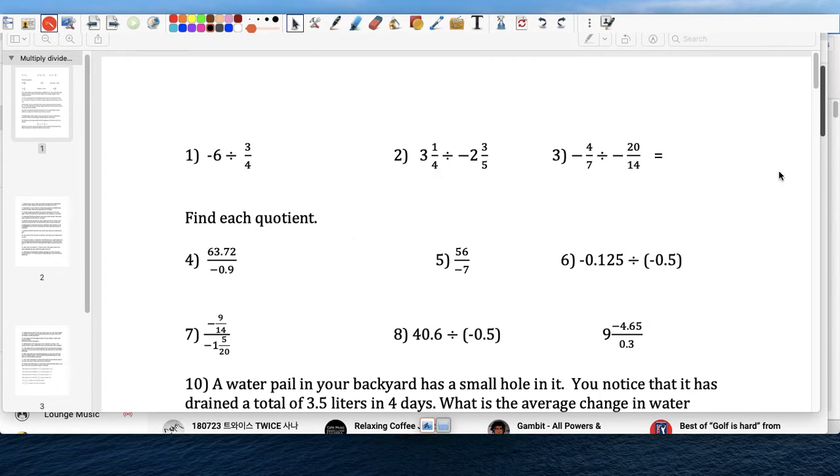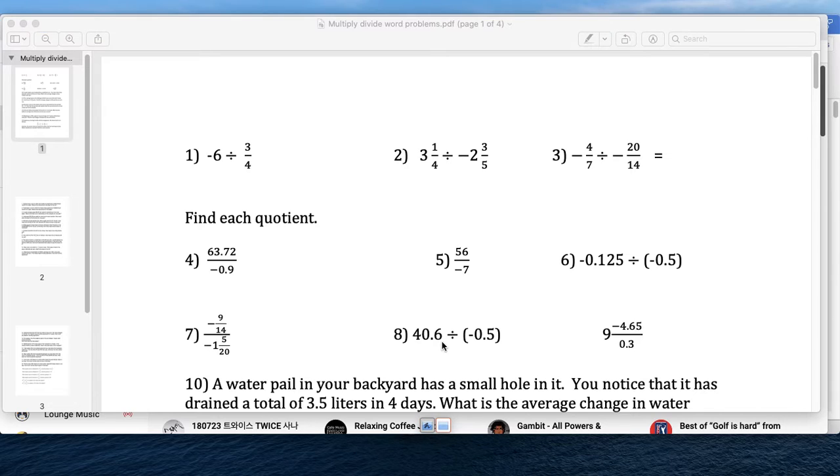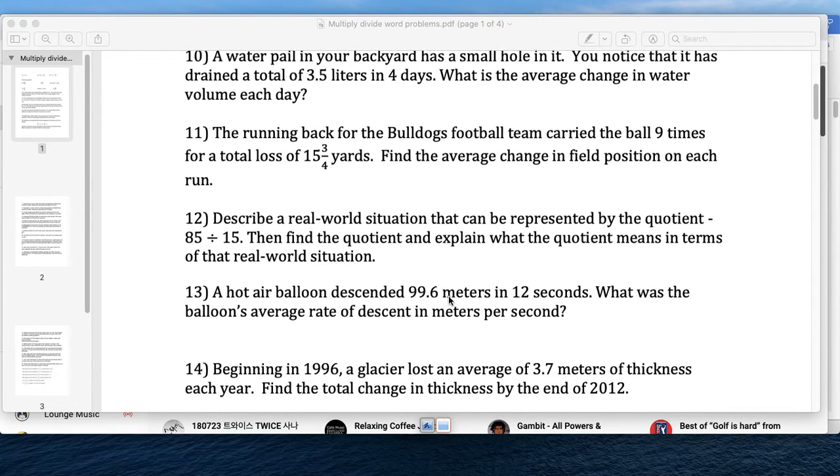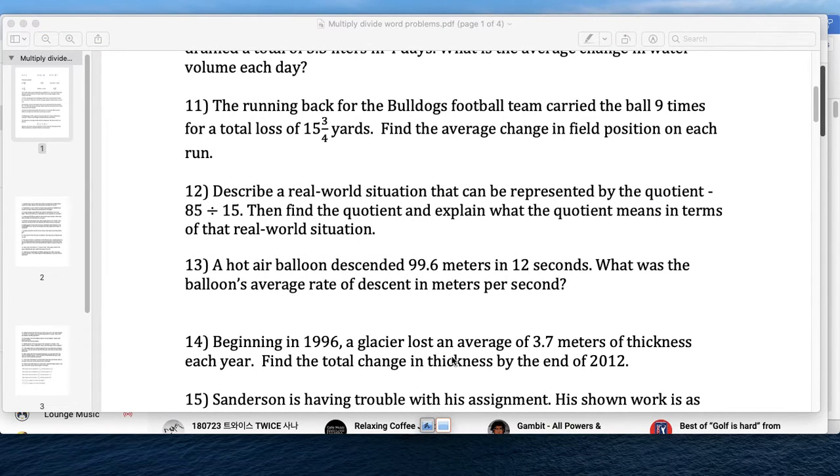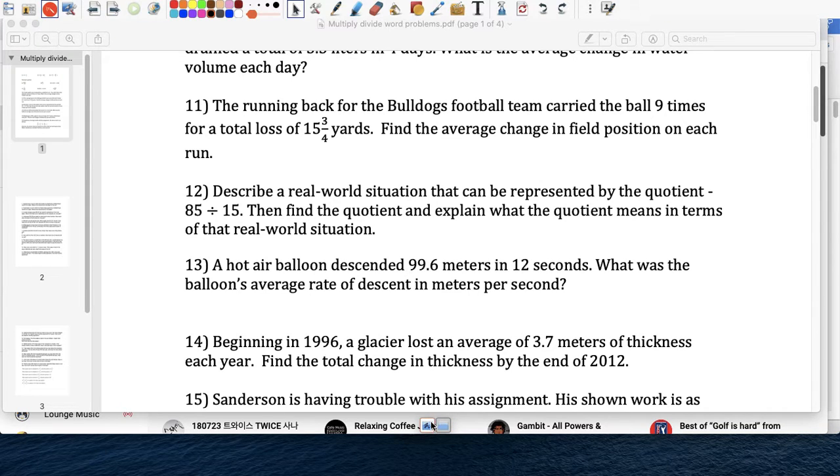Is that 9? Okay, so that's just a few lines. So 11, you can do the whole thing, but I asked you only to do the odd numbers. So 11, running back, carries the ball 9 times, total loss of 15 and 3/4. So find the average change in field position. Well, the change is going to be negative, so our answer is going to be negative. It's negative 15 and 3/4, divided by 9, because it's a loss.